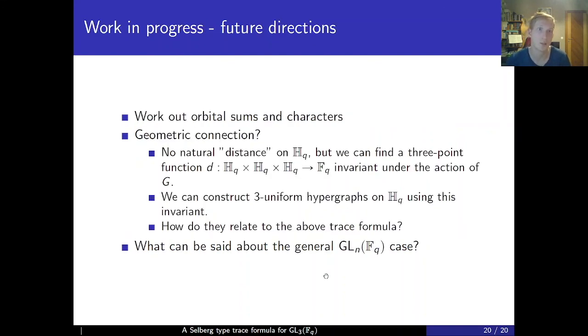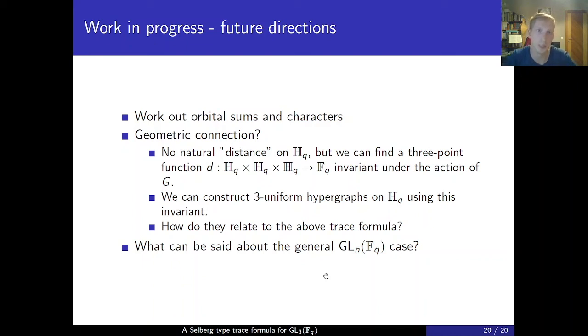Over the past few weeks, we have been working on writing down orbital sums and characters to produce an explicit version of the trace formula for this setting. To our knowledge, this is an entirely new piece of mathematics. We haven't found any papers dealing with trace formulae for finite upper half spaces of higher dimensions in the literature.